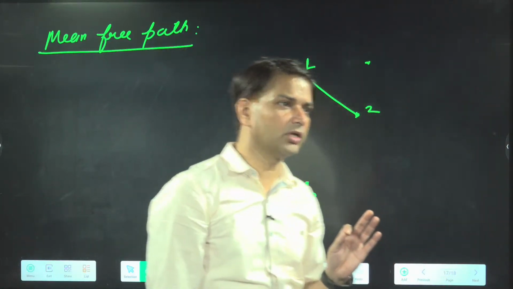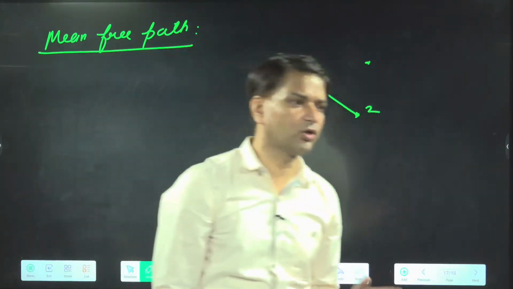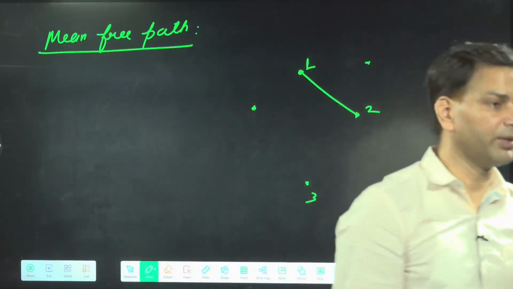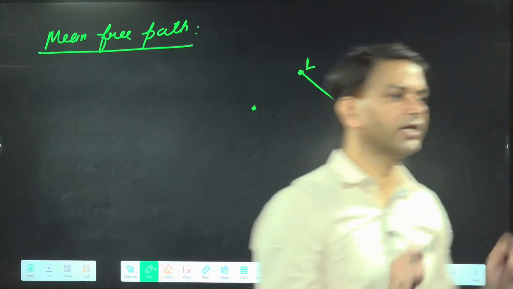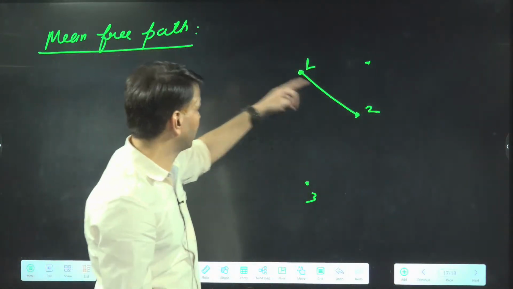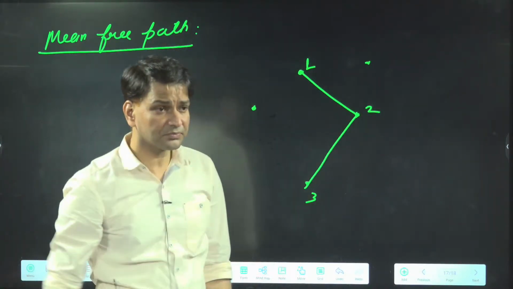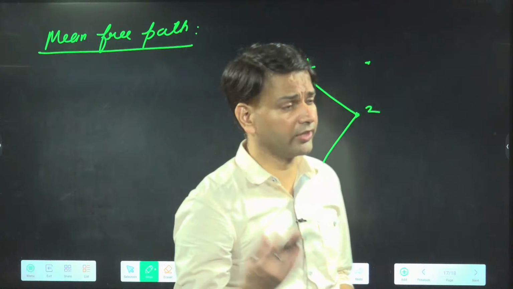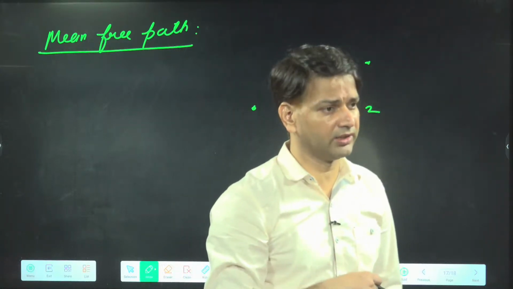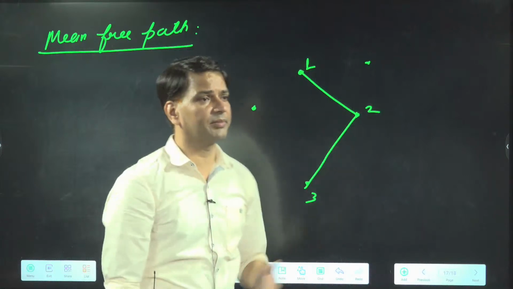Distance traveled by a molecule between any two collisions, that is called the free path. Free path means it is not colliding with anyone. But all the collisions will not be identical. It collides with one and travels this distance, but 3 is farther from this, so it will travel more distance to reach 3. So all the free paths may be different.